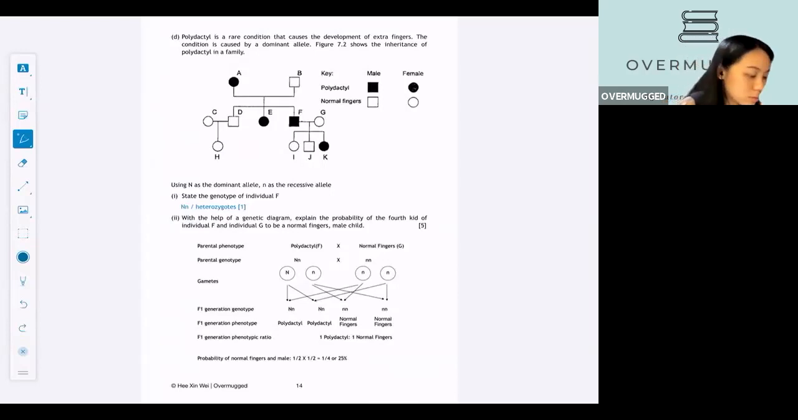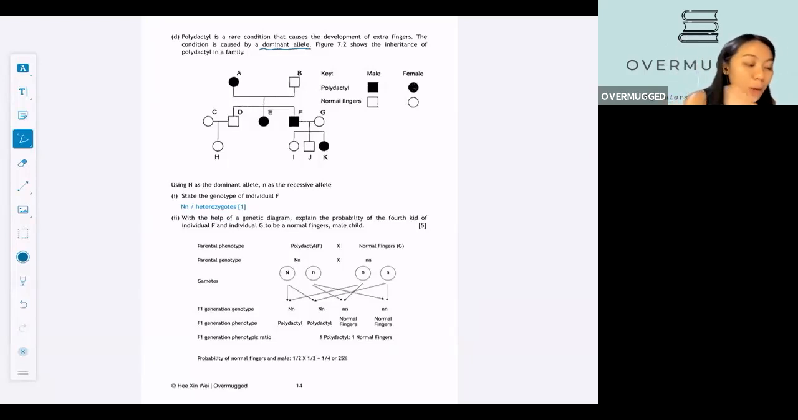This question, let's go through this question together, right? Because it has inheritance. Is it usually challenging? I think some people do find inheritance questions a bit challenging. So let's go through this together. Okay, so polydactyly is a rare condition that causes the development of extra fingers. So usually they have like six fingers and it's caused by a dominant allele. And it shows the inheritance in the family. So when you say it's caused by a dominant allele, it means that people with normal fingers are homozygous recessive.